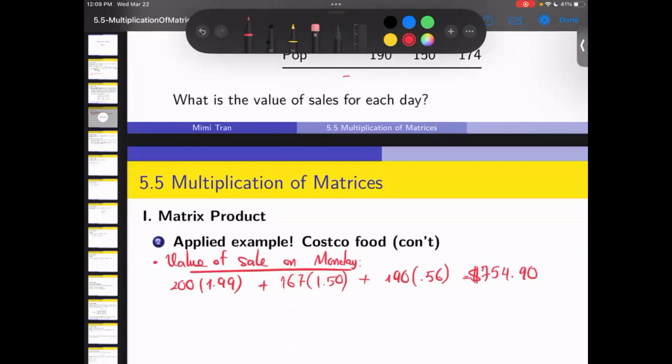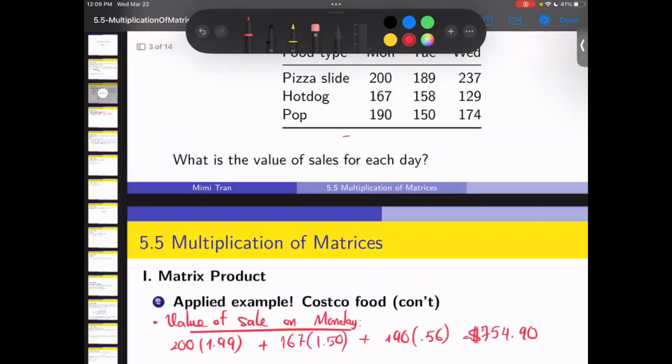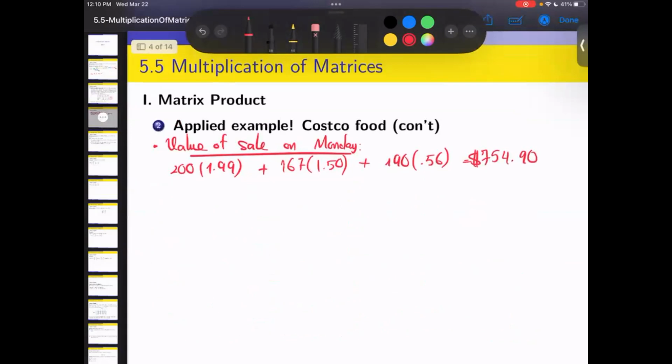Now, how do I think of this in terms of dot products? So here, pizza slice is $1.99, hot dog is $1.50, pop is 56 cents. If I would put the prices in a vector, you can do it in column vector or row vector. I can do it in column. Let me do row so it's consistent with my notes. It is the same thing.